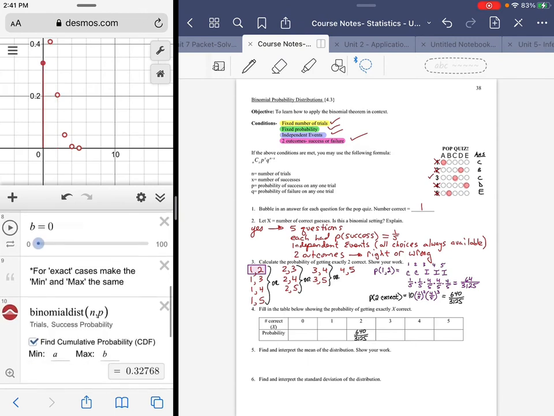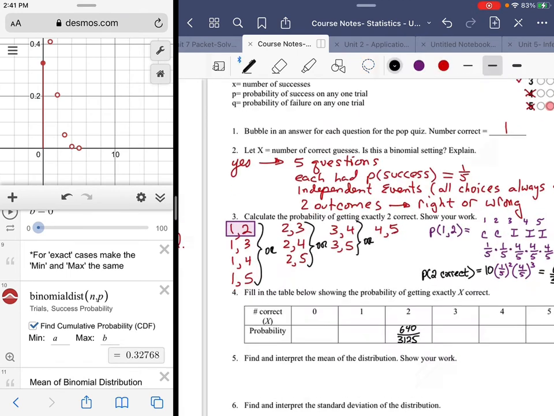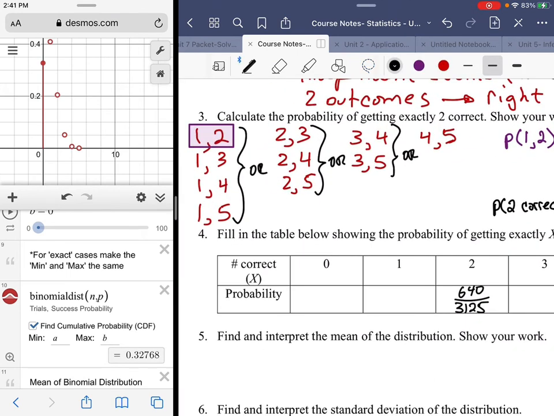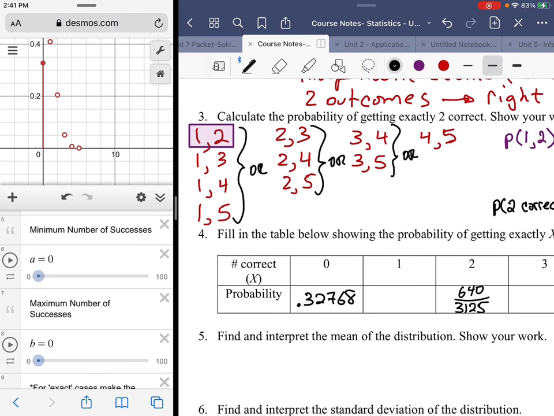All right, so I need it for 0, which is a fun looking decimal. You can have decimals and fractions in the same problem if you want. 0.32768, that would be getting none of them right.